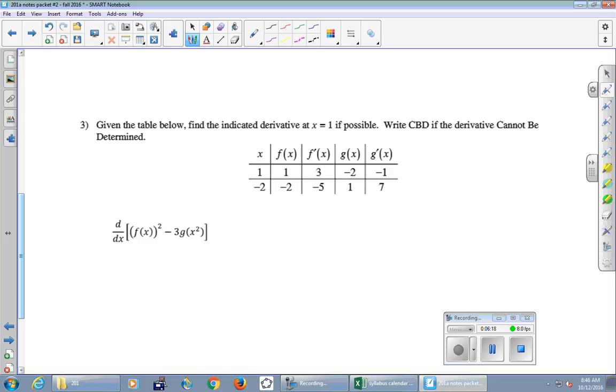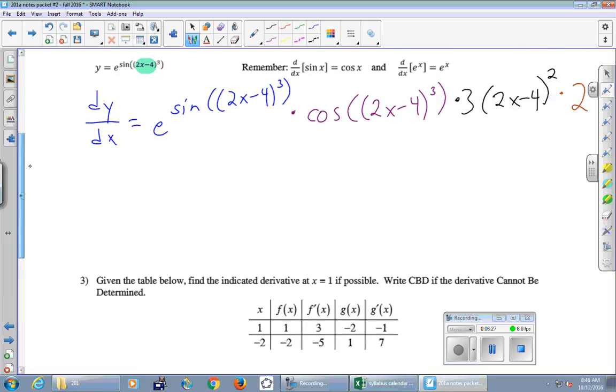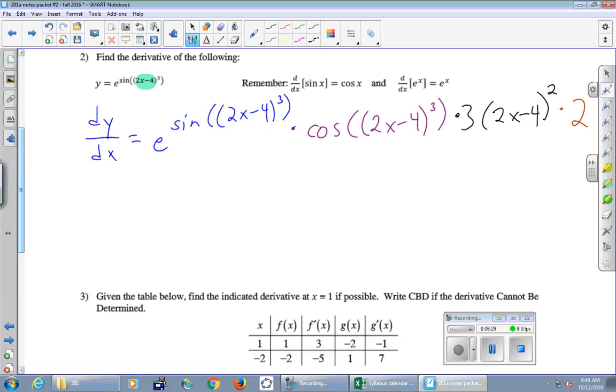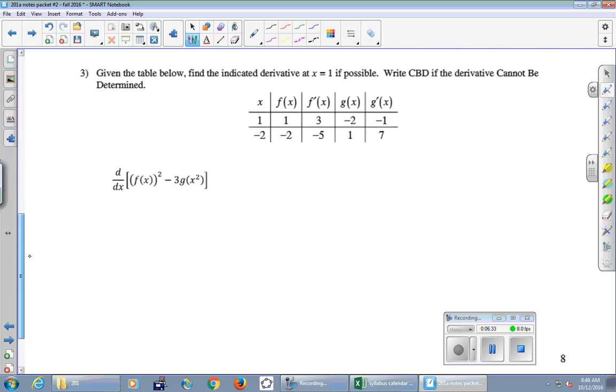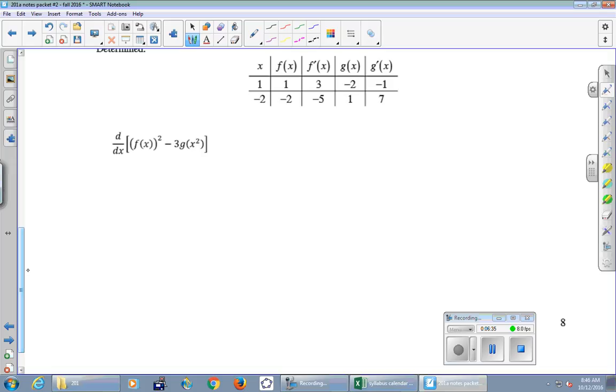And I'm trying to find the derivative of f of x, the whole thing squared, minus 3 times g of x squared. And so we can't use any of the nice rules that we're developing for the derivatives of e's and sines and powers. We just have to understand the chain rule really well to do this kind of problem here, because all we have is a couple of values in a table. So here's the basic idea.